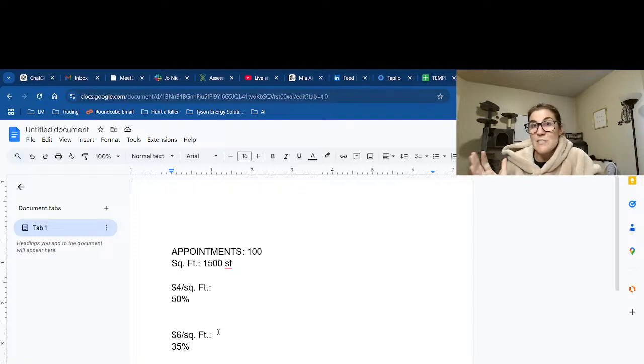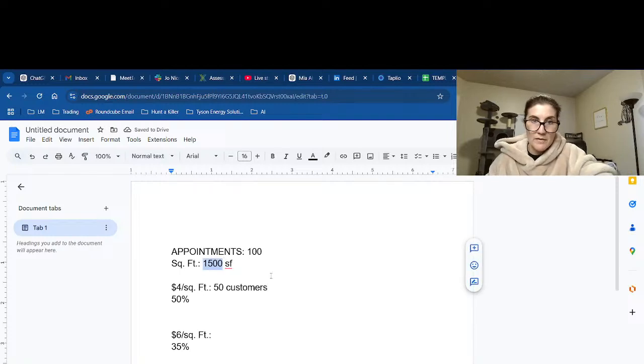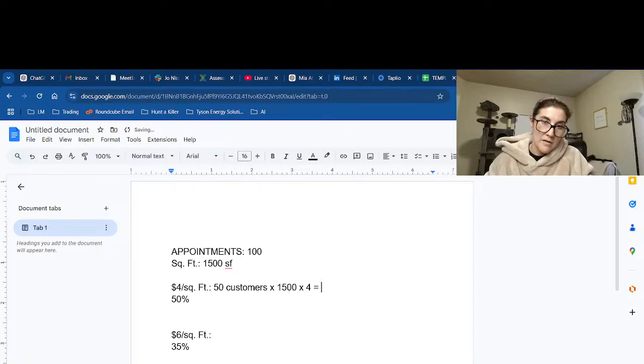If your close rate is 50%, that's too high. You need to raise your prices, period. And let me show you the math behind it. So of 100 appointments, if you close 50%, like in this example here, you have 50 customers, and their average size is 1,500 square feet times $4 a square foot. That is $300,000. Pretty good. 50 jobs. That's a lot of work. Going to keep your guys busy.